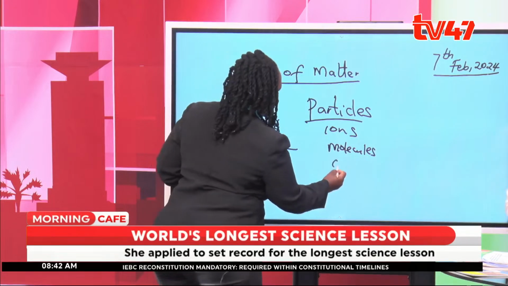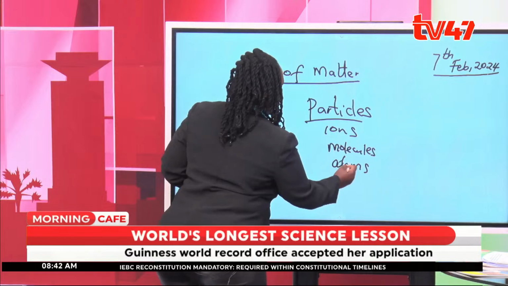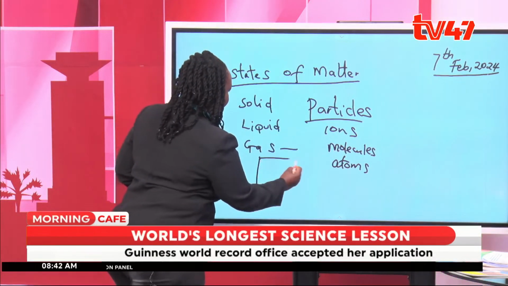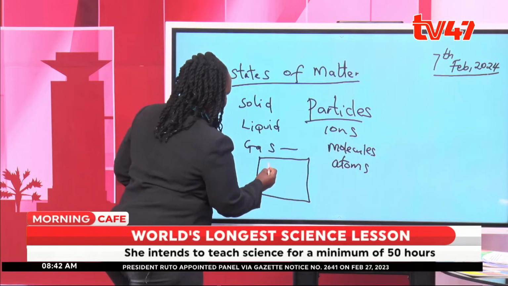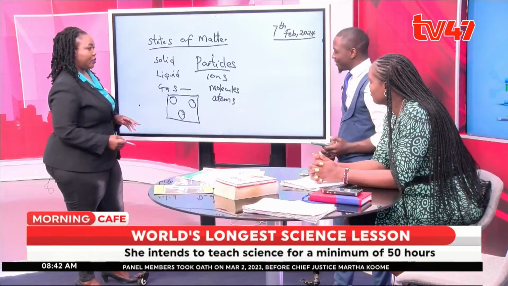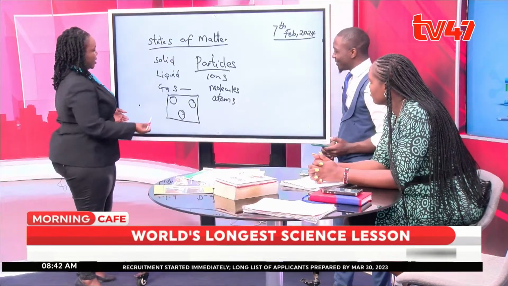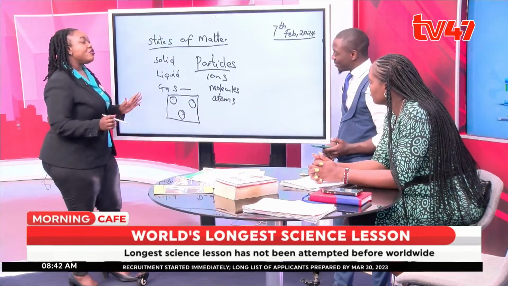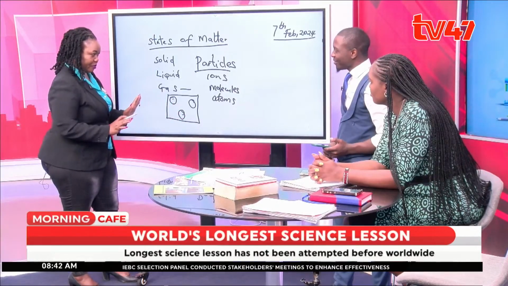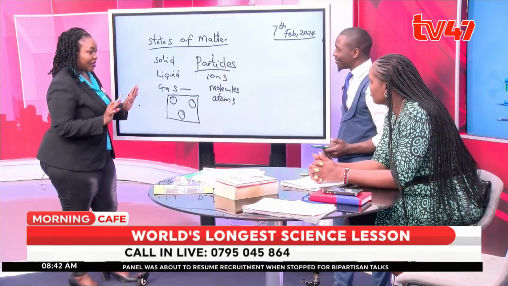Molecules and atoms, correct. Atoms. Now, in the arrangement of particles in a gas, you find that the particles are arranged in a random manner. Why? Because these particles are not bound to each other. There are no forces between them. Each one is on its own, all right?